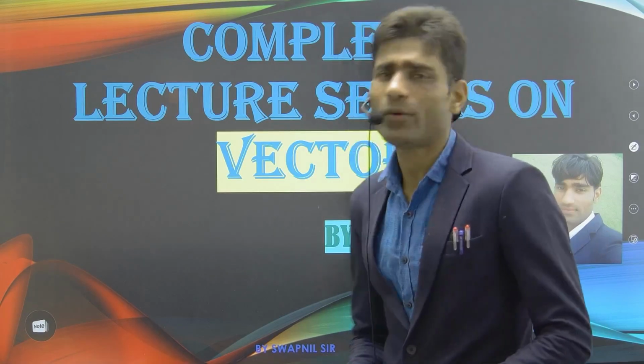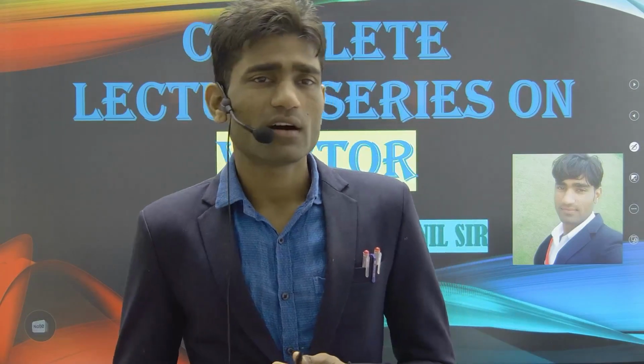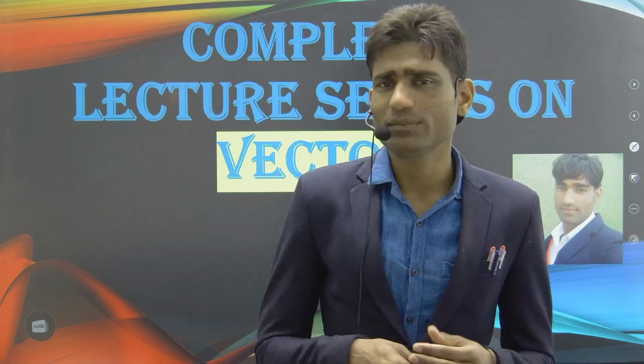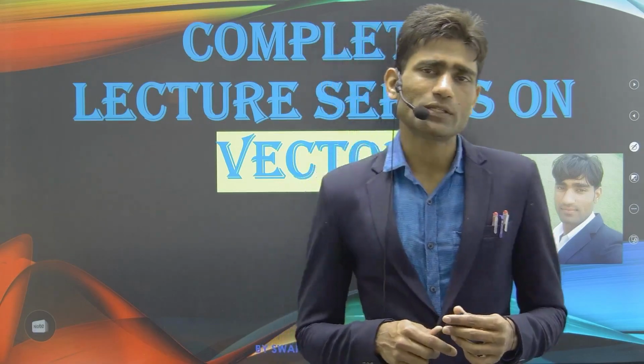In our vector chapter we have learned coplanarity of vectors, types of vectors, direction cosines, direction ratios, section formula for internal division, and section formula for external division. If vectors are coplanar, how can we define them? All these things we have learned in detail in our previous lectures. So we will go through a recap of these points, and at the end we will solve some examples.